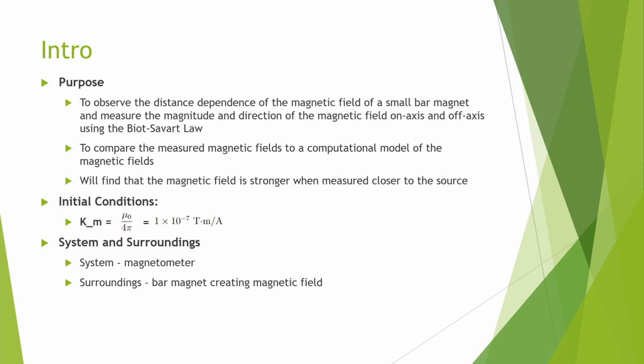As for the initial conditions in this lab, we just have the magnetic constant, which is equal to mu0 over 4 pi, which is equal to 1 times 10 to the negative 7th. System and surroundings. The system, in this case, is the magnetometer, and the only thing we have in the surroundings is the bar magnet that is creating the magnetic field that we're measuring.